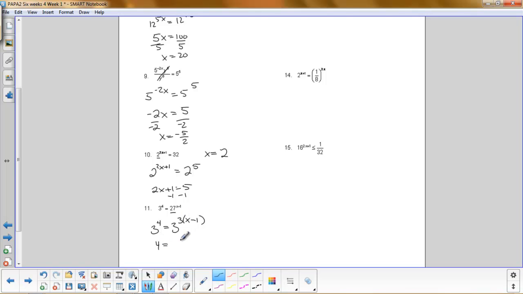So 4 equals 3x minus 3. Drop your exponents, add 3 to both sides, and I get 7/3 equals x.